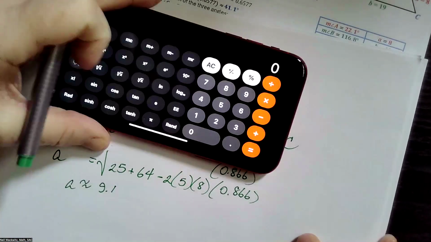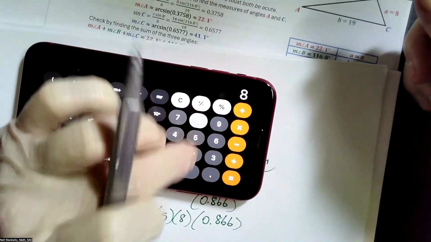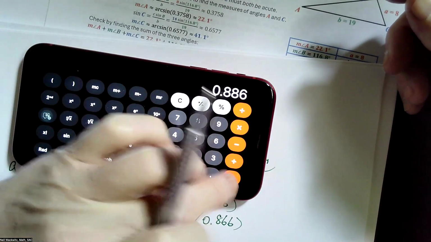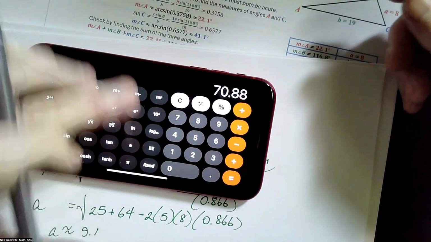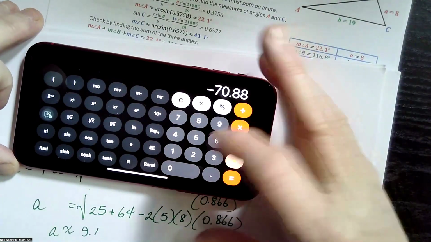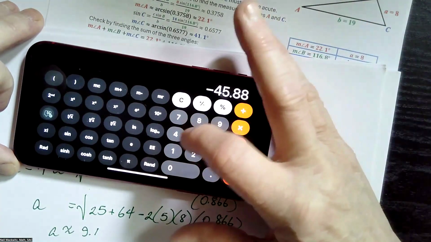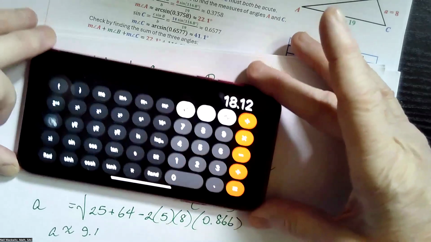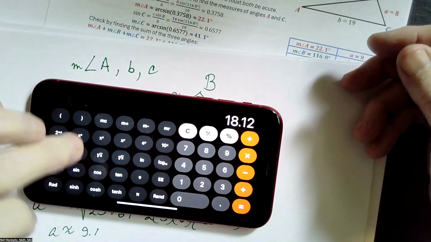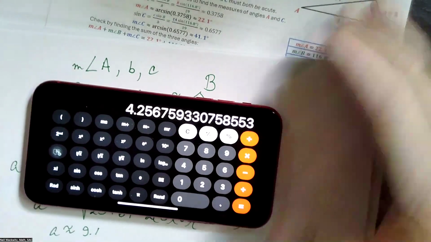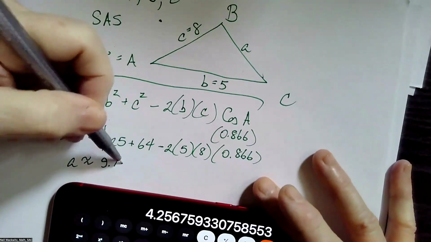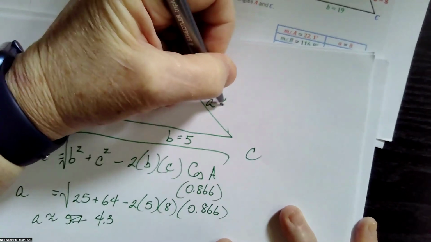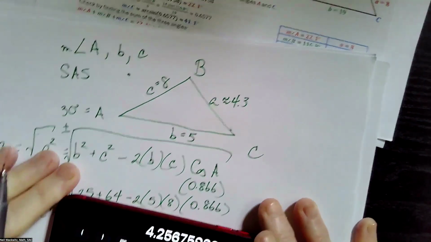Oh, okay. Thank you. So we've got 80 times 0.866 equals negative. Yeah, that looks more exact. And then plus 25 plus 64. We get 18.12 square root. Yes, 4.3. So A is approximately 4.3. And now that looks much better.